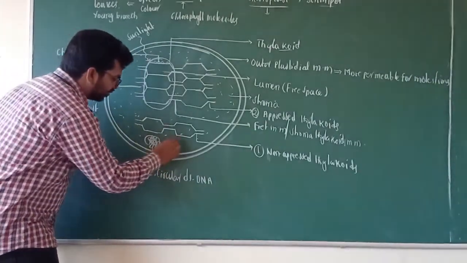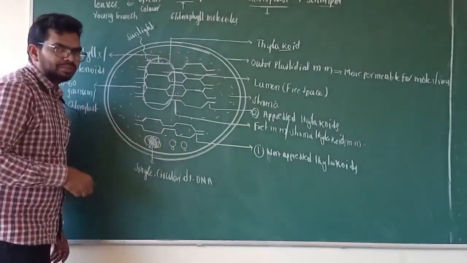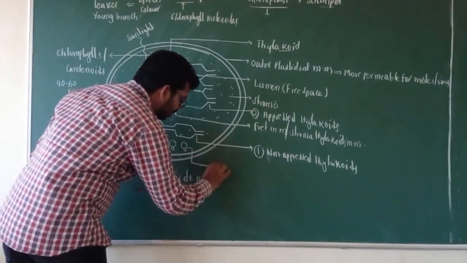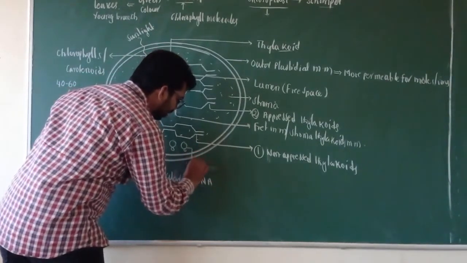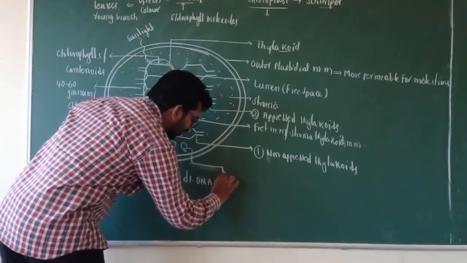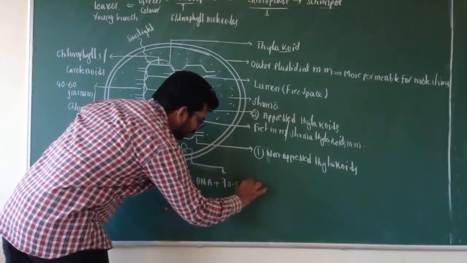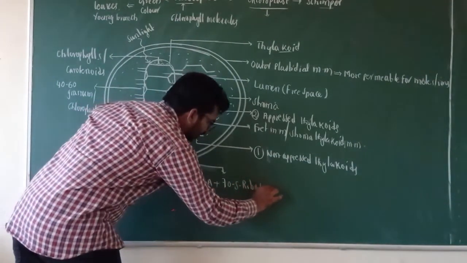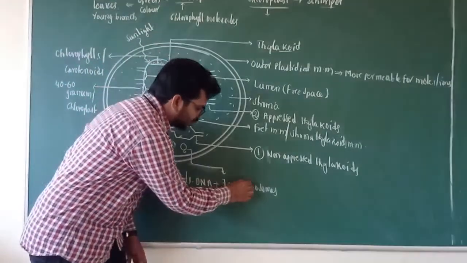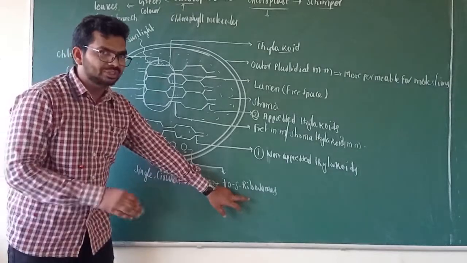And along with that, we can see many ribosomes floating inside the stroma. These are mainly responsible for what, children? These are responsible for protein synthesis. What type of ribosomes are they? 70S ribosomes. And we know very well the function of ribosomes. What will it do? It is going to do what?